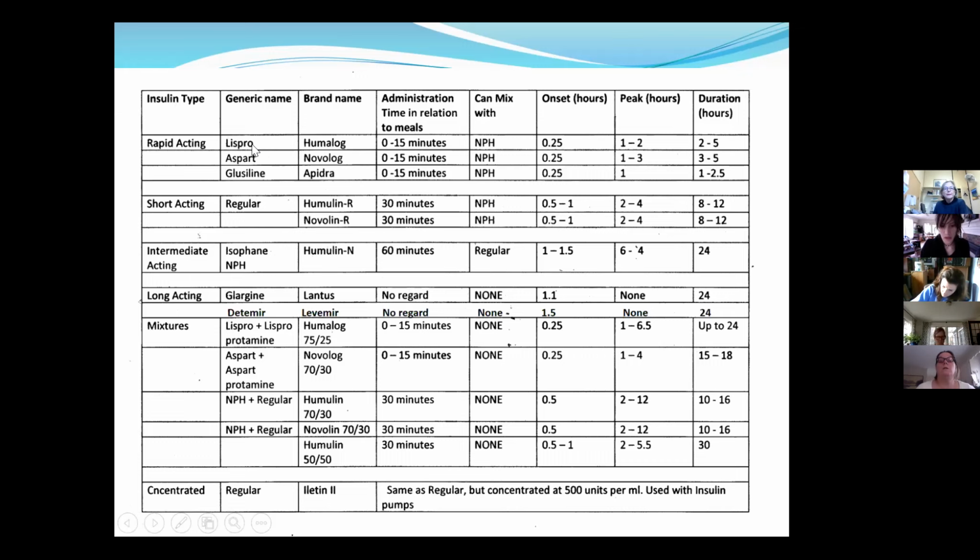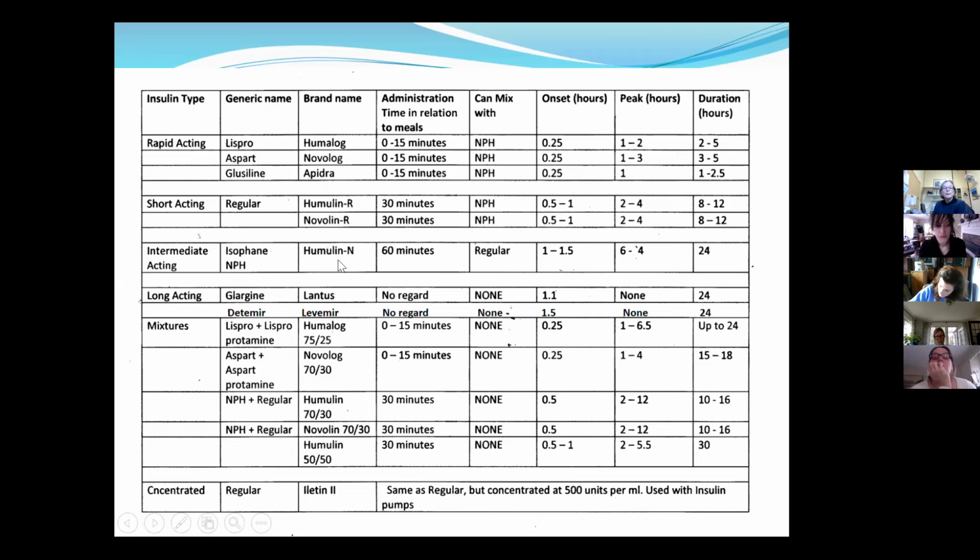So rapid acting, again, we do think in terms of meal planning with our rapid acting, because we don't want to give a rapid acting dose and have it start to bring blood sugar down unless the person has either recently eaten or is going to eat within the next 15 minutes. Okay. So these really are related, we need to know about meal planning here. Short acting, same thing.